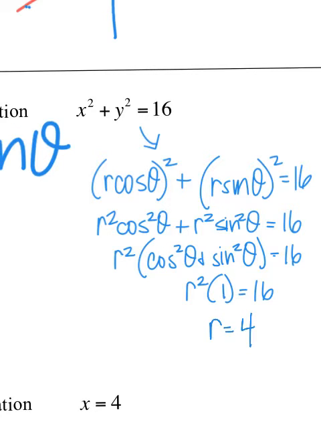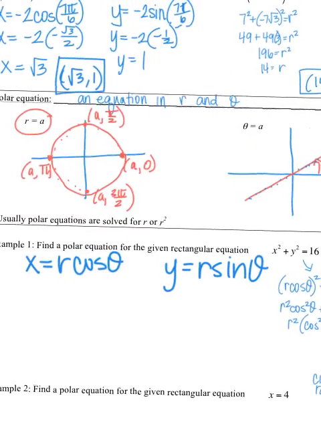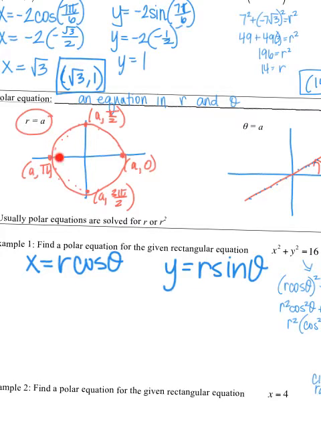So if r is equal to 4, this would be a circle with radius 4, according to what we learned in this box right over here, and according to what we know about the equation x squared plus y squared equals 16. We know that would be a circle centered at the origin with a radius of 4.